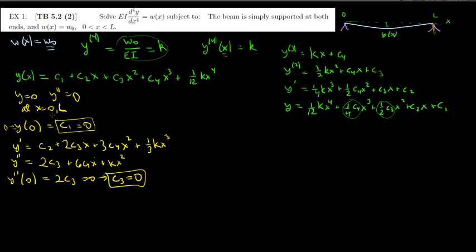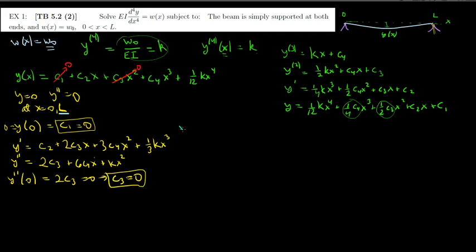Okay, well, now we need to look at what happens at L. So we're going to plug L into the original function. And what do we get? We get C1 plus C2L plus C3. Oh, C3 is 0. Wait, hang on. Before we do that, maybe we should get rid of this C1 and C3 term because they're both 0. Okay.